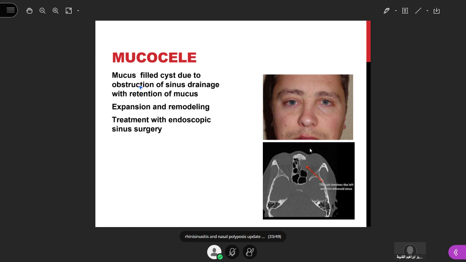Mucocele is mucus filled inside a cyst due to obstructed drainage of the sinus, or a retention cyst of mucus inside that closed cyst. Expansion and remodeling occur because it's still collecting, so it's pressure. It causes pressure necrosis around the area. For treatment, you need to endoscopically marsupialize the sinus cyst.